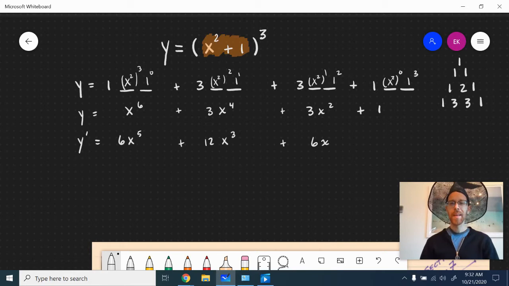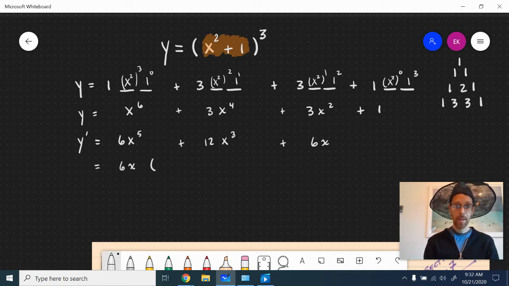All right, so there's our answer. Now, I'm looking at that answer and I'm thinking to myself, I think we could factor that, right? Couldn't we factor that? What could we factor out of it? Well, we could factor out 6. And we could also factor out an x, and that would leave us with x to the 4th plus 2x squared plus 1. Ooh, and now I'm thinking to myself, look at what we've got right here.